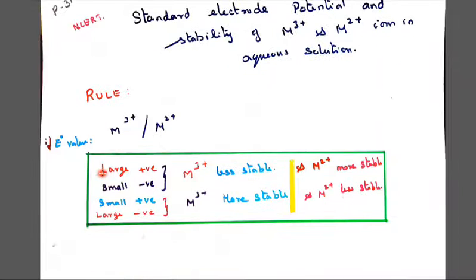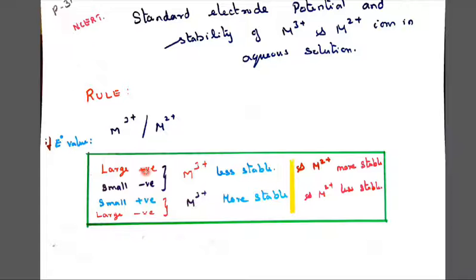First, learn the rule by heart. We look at the E naught value for M3+/M2+, where M3+ is the higher oxidation state and M2+ is the lower oxidation state. Larger positive and smaller negative values mean M3+ is less stable and M2+ is more stable. So if it is a larger positive value, M2+ is more stable. If it is a smaller positive value, M3+ is more stable. Just the opposite for the next one.